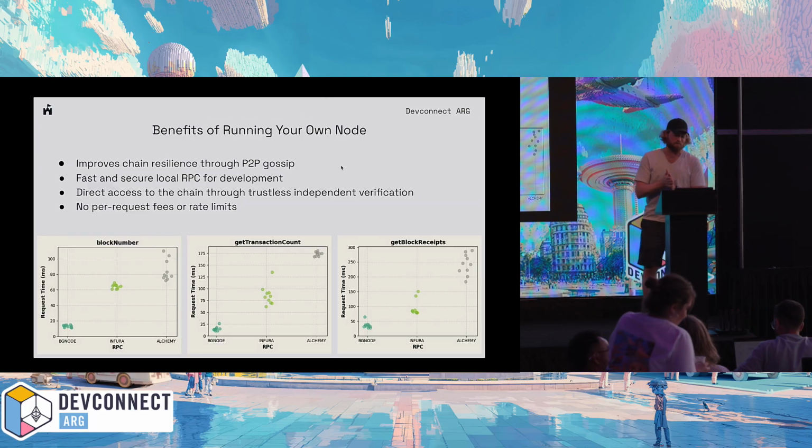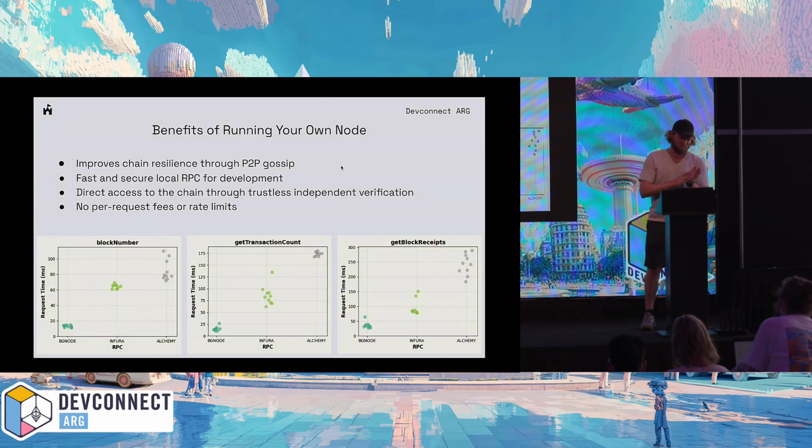So I've already kind of been through this, but benefits of running your own node. You're being a good citizen. You're improving the chain resilience through sharing data with other clients. You get your RPC endpoint, and there's many distributed RPC services that are out there, including Infura, Alchemy. But it's kind of cool to run your own node because you have direct access to the chain, and I really don't think those services are going to be doing anything nefarious, but you get your own trustless, independent verification of the chain and direct access.